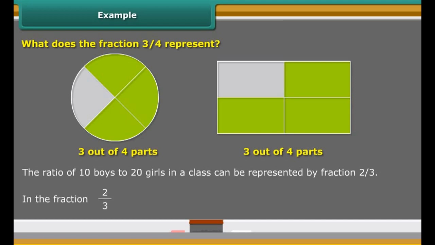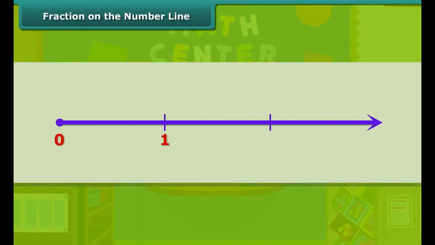In the fraction 2/3, number 2 is called the numerator of the fraction and number 3 is called the denominator of the fraction. Students, to represent the fraction on a number line, let us mark 1/4 on a number line. It lies between 0 and 1. We divide the length between 0 and 1 into 4 equal parts and show one part as 1/4.